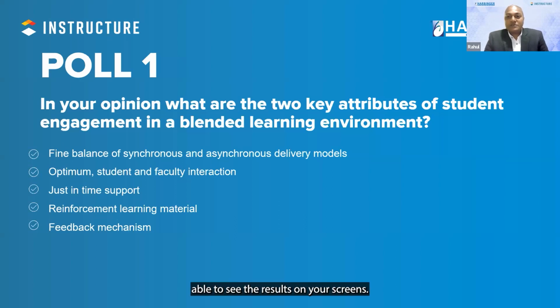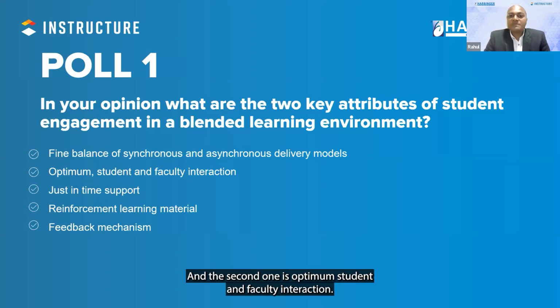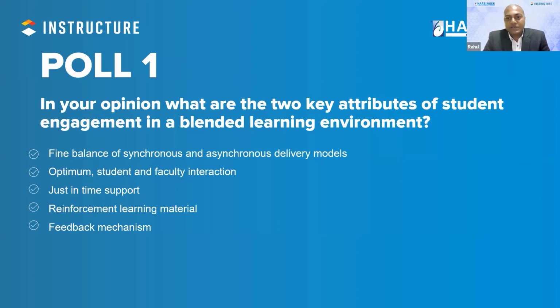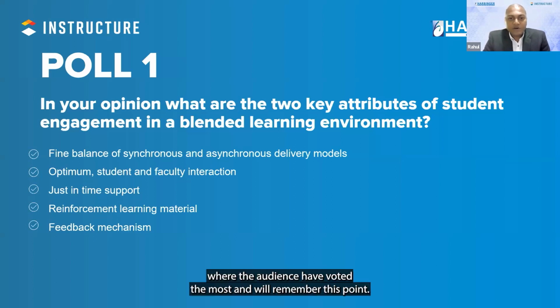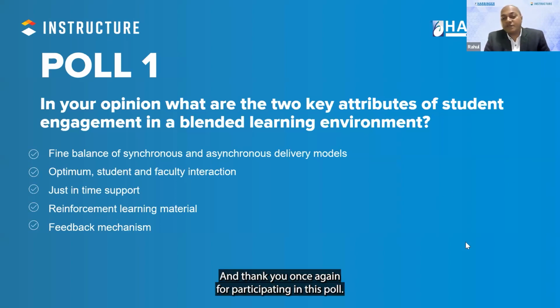And you should be able to see the results on your screens. I think a clear winner is fine balance of synchronous and asynchronous delivery. So that's what the audience feels. And the second one is optimum student and faculty interaction. So those two are where the audience have voted the most. And we'll remember these points. We'll discuss these specific points in our discussion ahead. And thank you once again for participating in this poll.